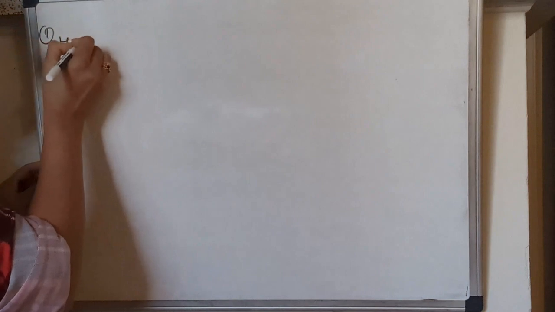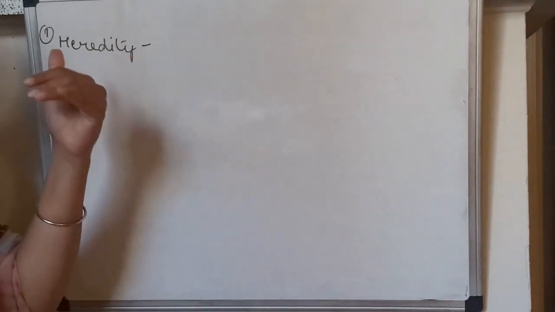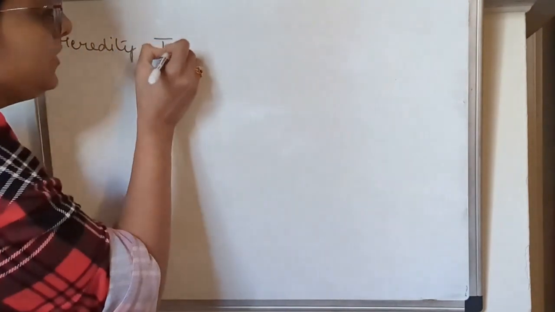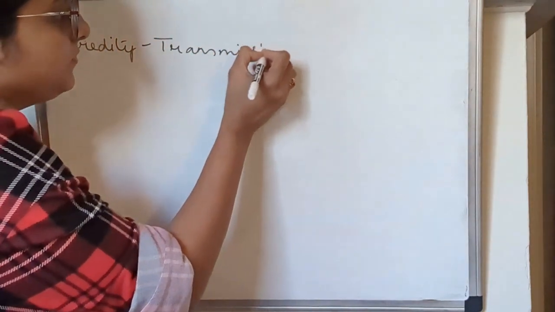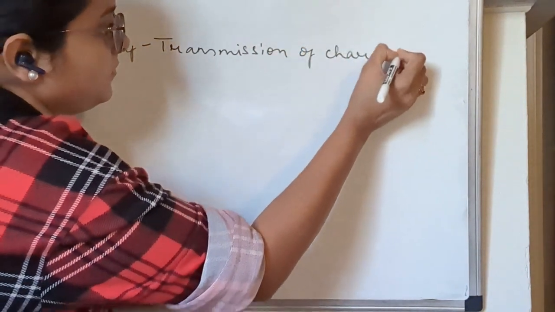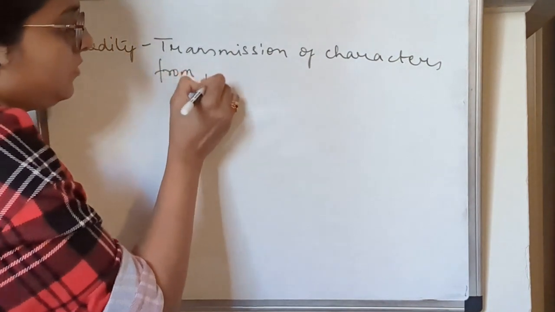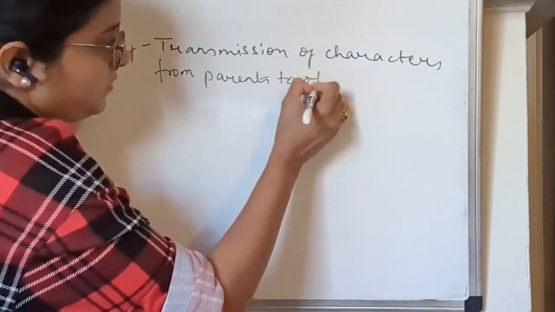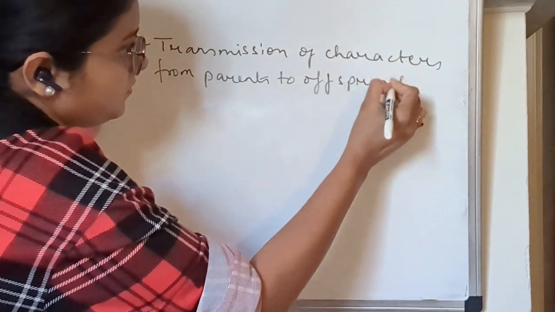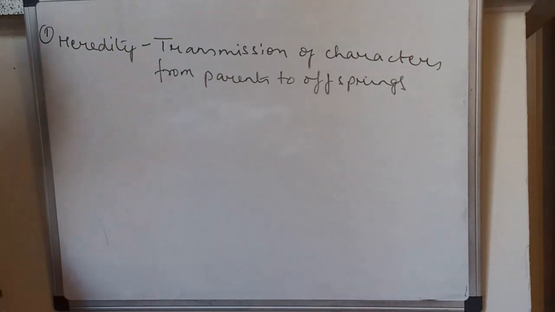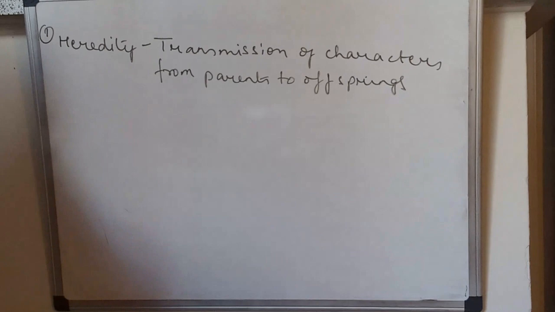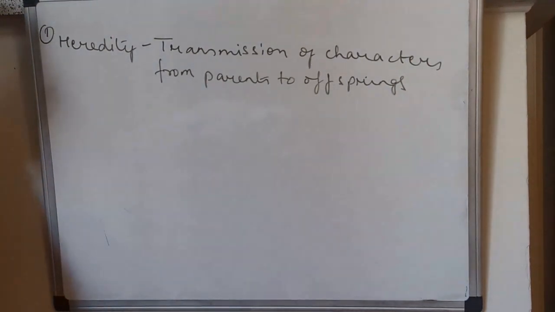So the first terminology is heredity. What is meant by heredity? Heredity means transmission of characters from the parents to their offsprings or from one generation to another. Okay. So it is meant by the transmission of characters from parents to offsprings. Alright. So how does this transmission take place? This transmission takes place through genes, right? So genes are basically transmitting the characters from one generation to another generation.